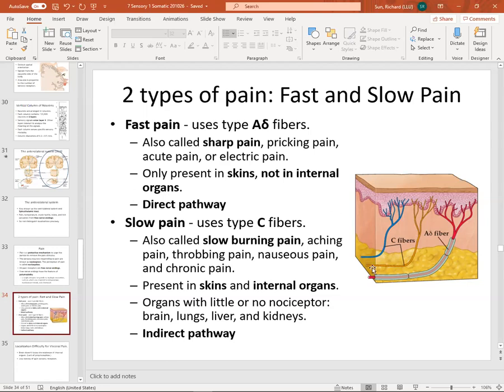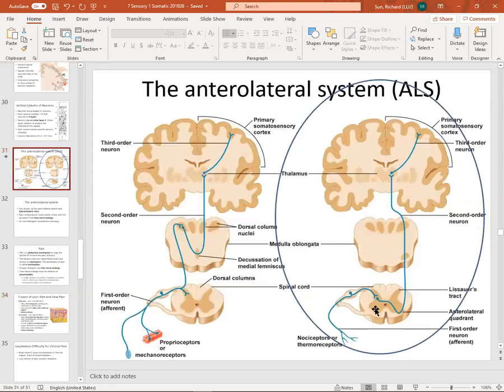This pathway is called the direct pathway. We'll learn that. Slow pain is delivered by the type C. This one is represented in the skin and the internal organ. Some organs have few pain receptors, such as the brain, lung, liver, kidney. This pathway is called the indirect pathway. We will learn these two pathways later. So these two pathways refer to this ALS.